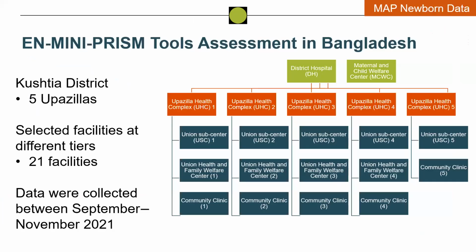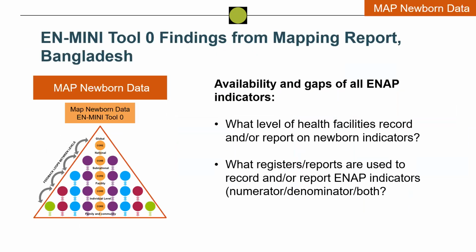The EN-Mini assessment was conducted in Kushtia district, Bangladesh. The district has one district hospital, 5 Upazila health complexes, and 1 Maternal and Child Welfare Center, which were selected. At the primary level healthcare, we had 5 union subcenters, 4 UHN FWCs, and 5 community clinics, which in total 21 facilities were selected. And the data were collected between September to November 2021.